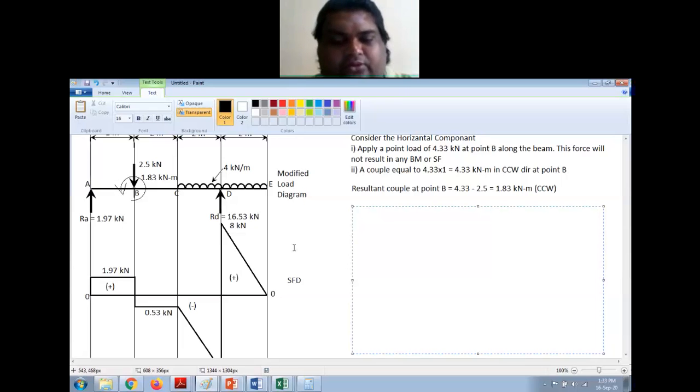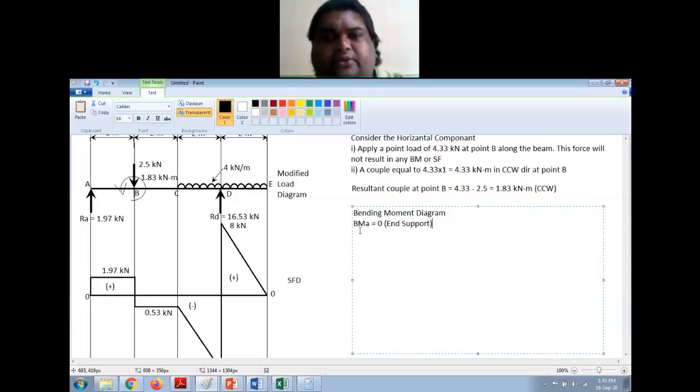Okay, so the bending moment diagram. You just have to calculate the bending moment at all the points. BMA is equal to 0. Why? End support. Unless you have a couple at the end, you will not get bending moment at the end of the beam, for a simply supported beam or overhanging beam. For a cantilever, you will get it at the support.